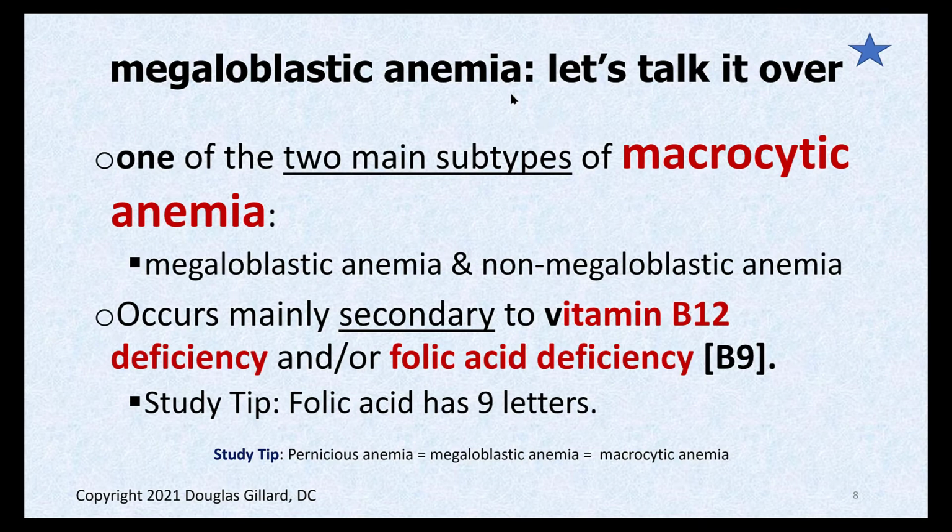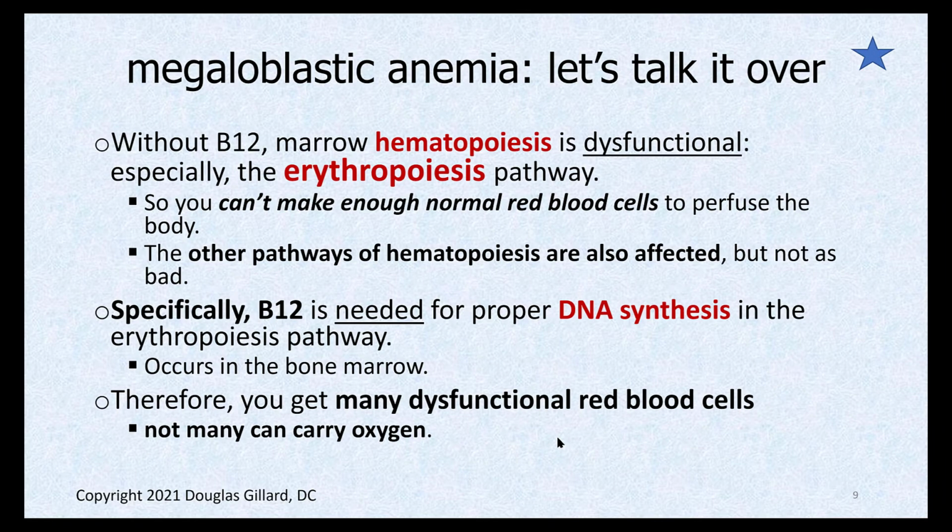So megaloblastic anemia occurs almost always secondary to a vitamin B12 deficiency. However, a B9 deficiency or a folic acid deficiency can also do the same thing. Study tip, folic acid has 9 letters, B9, that's how you can remember folic acid. Another study tip, pernicious anemia is like a third category down or a second subcategory. Pernicious anemia causes megaloblastic anemia. Megaloblastic anemia is a subtype of macrocytic anemia. So it's important to know that these three are all related together.